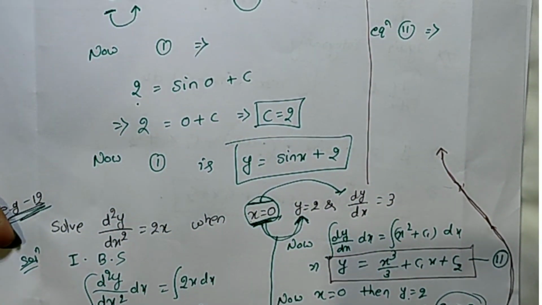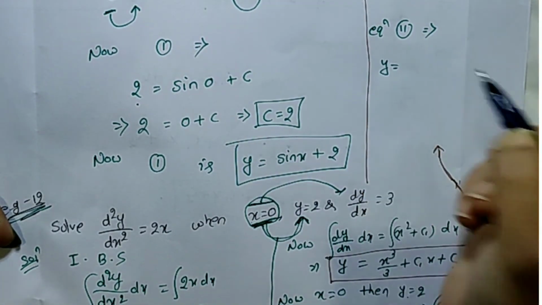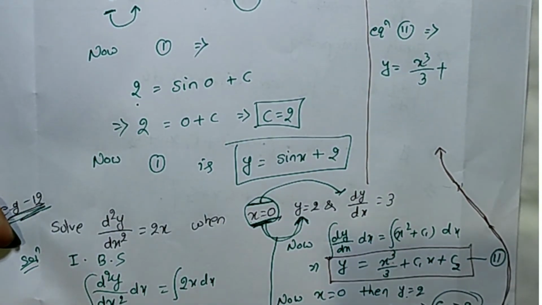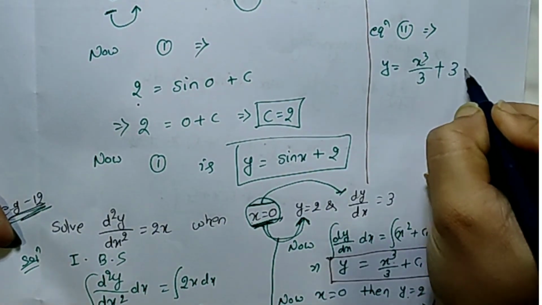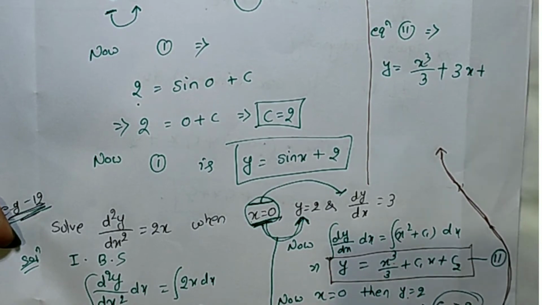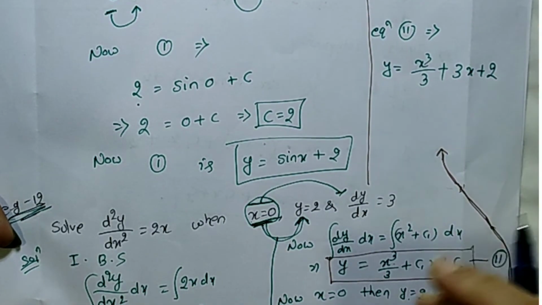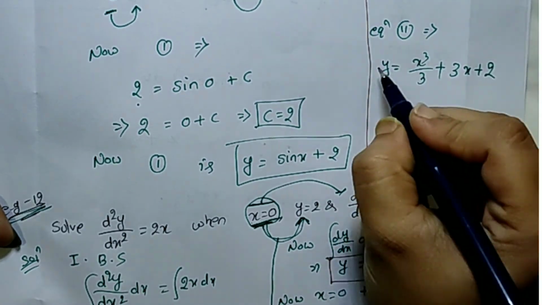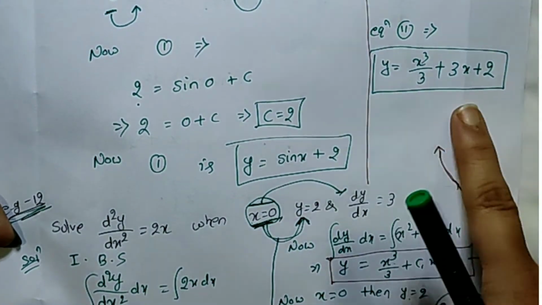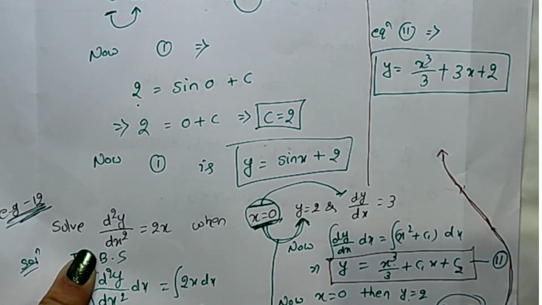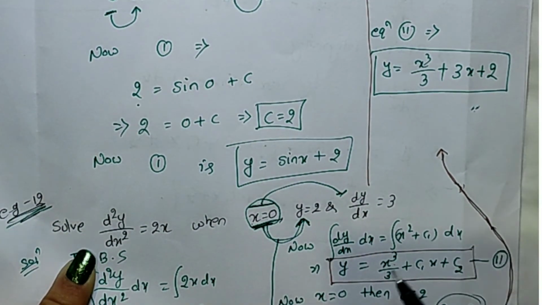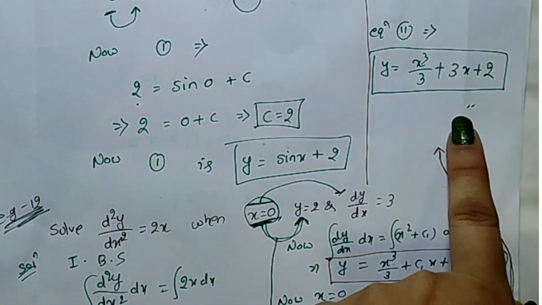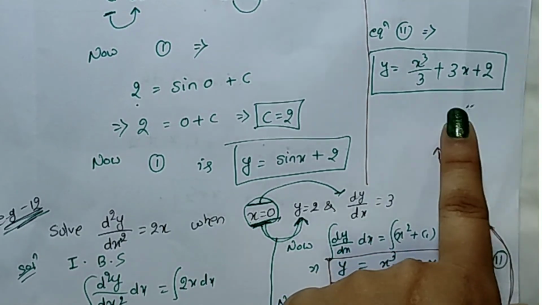So y is equal to x cube by 3 plus, what is the value of c1? 3, so 3x, plus, what is the value of c2? It is 2. So y is equal to x cube by 3 plus 3x plus 2. This is the particular solution of this differential equation, because it has no arbitrary constant.